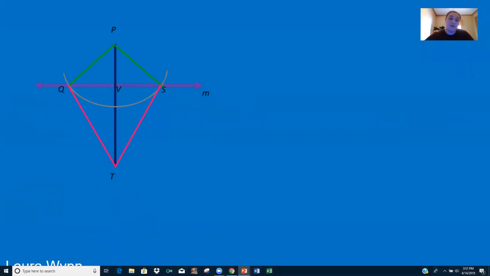So this one, you're probably thinking, what is this? Okay, so we have this wonderful figure. We have line M, which is this purple one. Then we have line P. And then there's Q and S right here with the arc. And there's point V and T down here at the bottom.